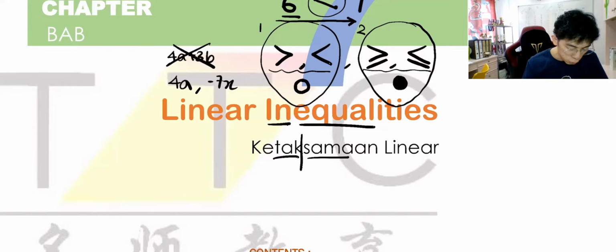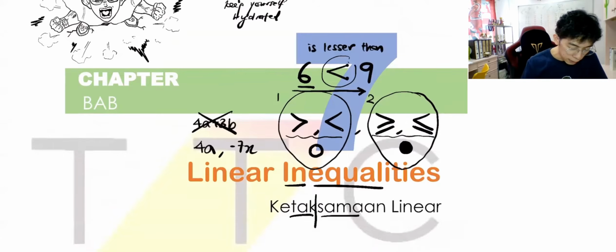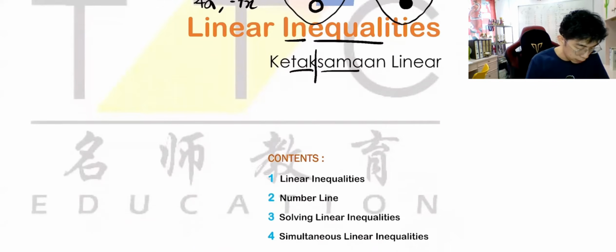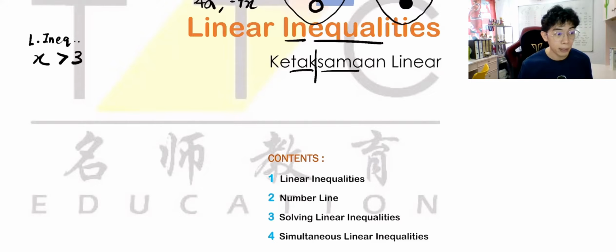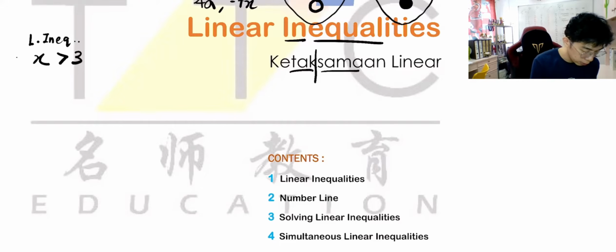Okay, now I'm going to show you the next one. X greater than 3. This is your linear inequalities, correct? Everything you have to write. Write down better. Linear inequalities, I put it there already. So this is your linear inequality, question number 1.